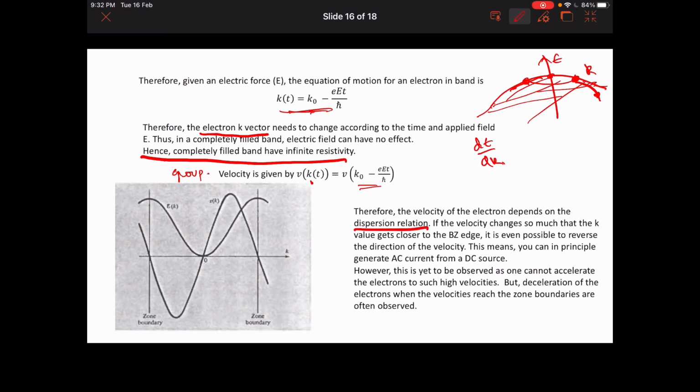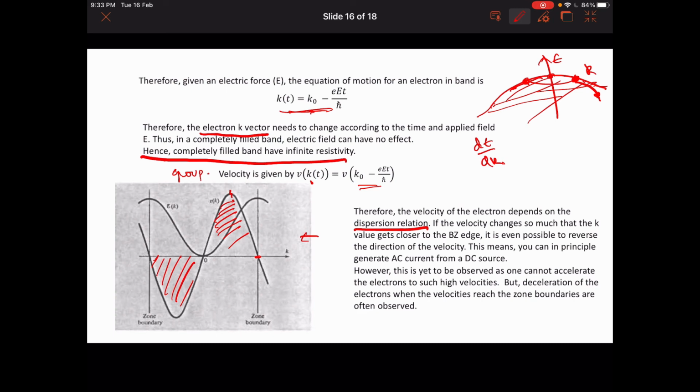If the velocity changes so much that the k value gets close to the Brillouin zone, it is even possible to reverse the direction of the velocity, right? Here we are plotting E versus k, and the derivative of E versus k is the velocity. So here you have negative velocities and here you have positive velocities. If you keep applying the electric field such that the velocity keeps changing, it's possible that you reach a point where the velocity starts to change back. So at some point you can have velocity with changed direction, right? If you reach a k value close to the Brillouin zone, the velocity is actually reversed.